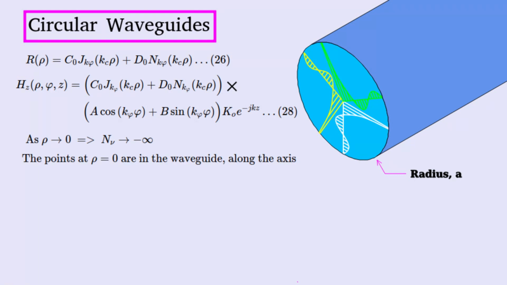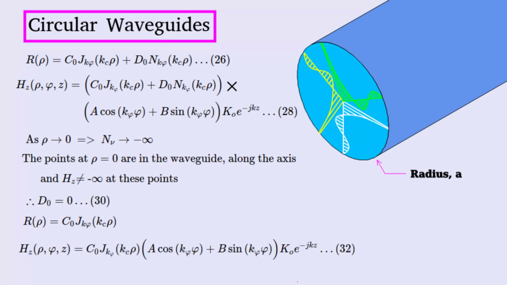And the points at rho equal to 0 are along the axis of the waveguide, rho being the distance that a point is away from the axis. And Hz can't be infinite along these points, or anywhere in the waveguide. And so this coefficient is forced to be 0. This causes the function R to have this value. And so Hz evaluates to be this, which is a very helpful simplification.